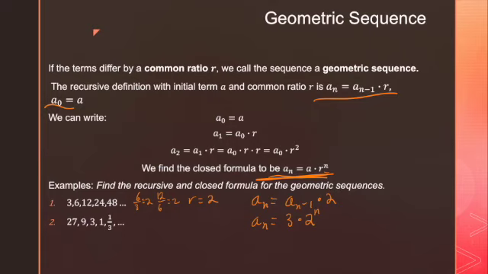Next, here I have another sequence. So I take 9 divided by 27, that gives me 1/3. 3 divided by 9, that gives me 1/3. So here my common ratio is a fraction. So I have a sub n is a sub n minus 1 times 1/3, or I have a sub n equals a, which is 27, times my ratio 1/3 to the n.